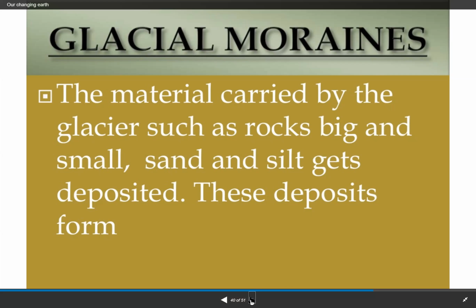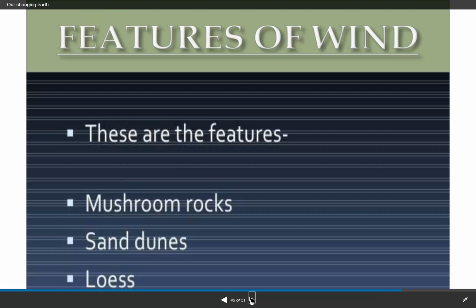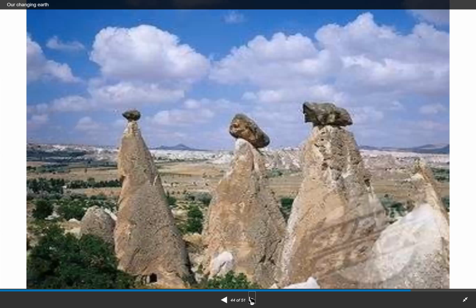The next one is the work of wind. So, here is the work of the wind. The features are mushroom rocks, sand dunes and loess. Firstly, I will tell you about the work of the wind. In the desert, an active agent of erosion and deposition is wind.